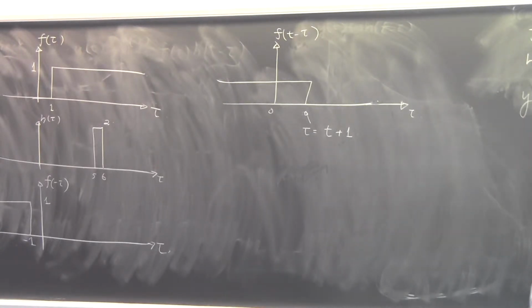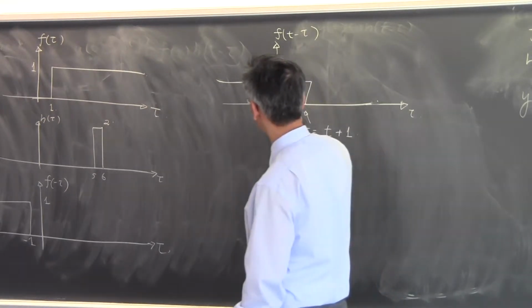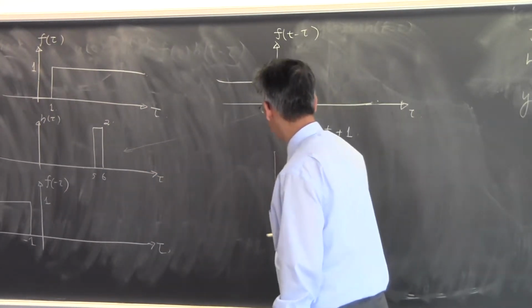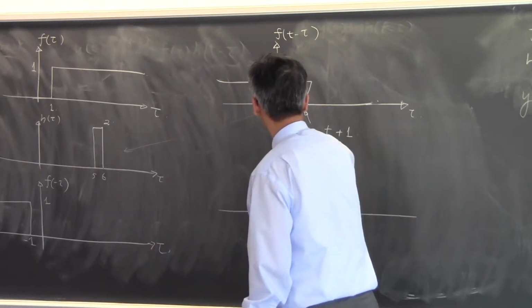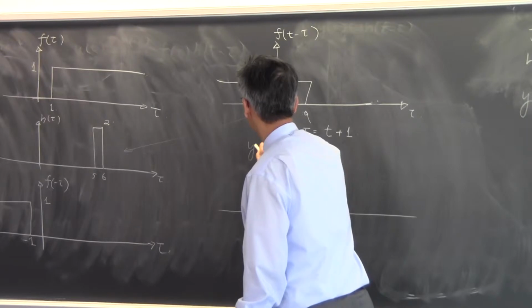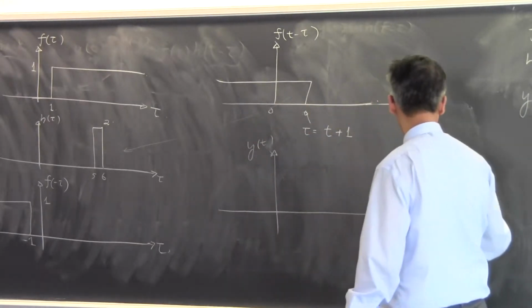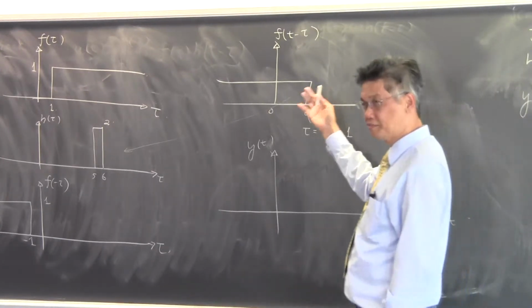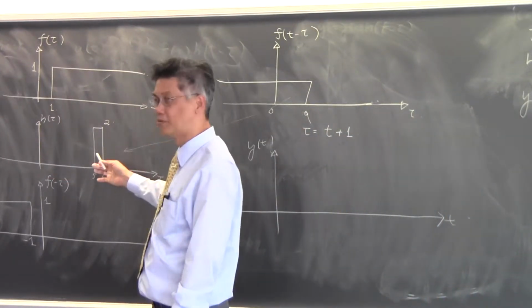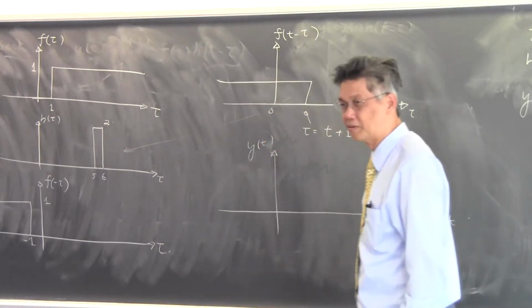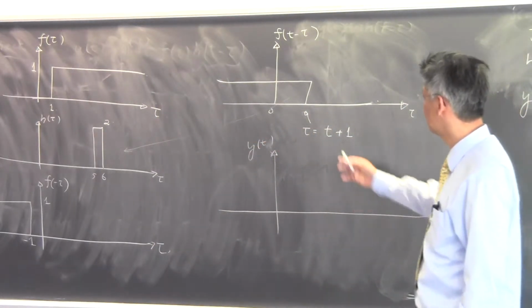Okay? Now you multiply this with that. Okay? So for a while, if you compute the output now, for a while nothing happens. Nothing happens until this function moves far enough to the right that it hits this function and creates an overlap integral. So how much must this function move?